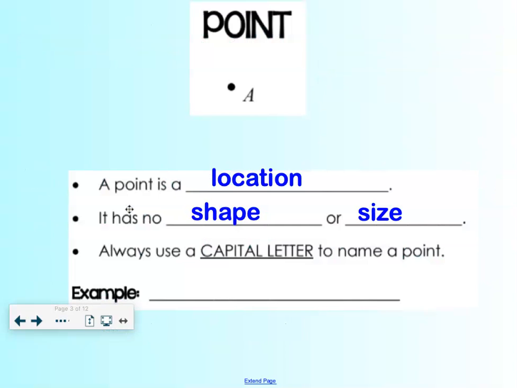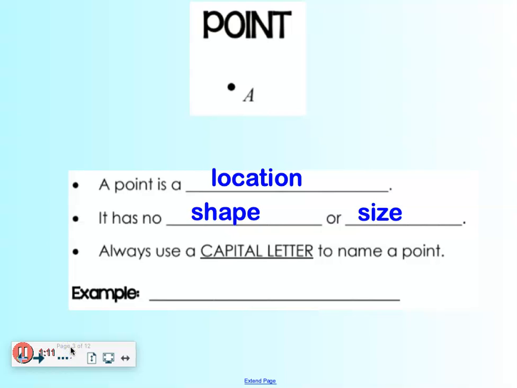So let's start with the first one, a point. It's exactly what you would think it is. It's just a location. It has no shape or size. And we use a capital letter to name it. So in that example there, I'd call that what point what? A. So if you had to label that point, you would say literally point A. That's how you would label that point.